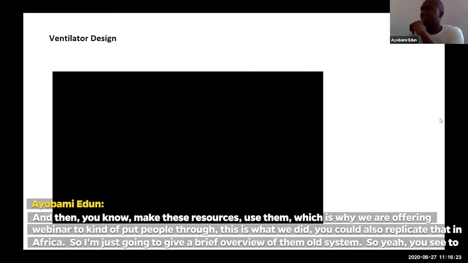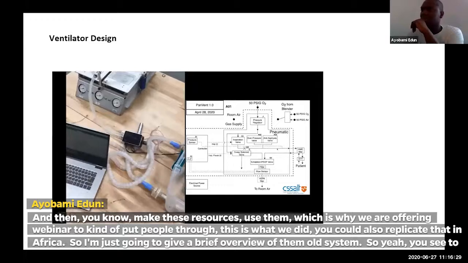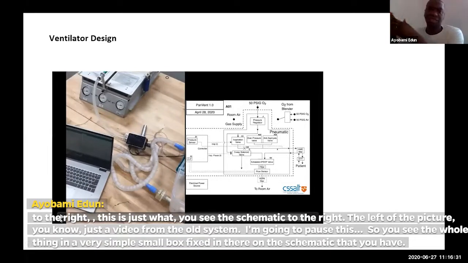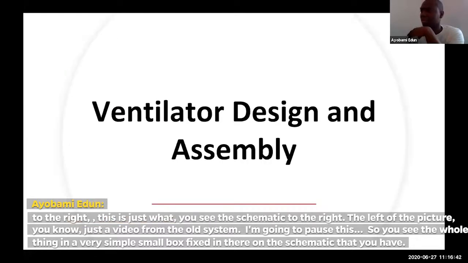So I'm just going to give a brief overview of the whole system. Here you see to the right the schematic, and to the left the picture, just a video of the whole system. I'm going to post this.